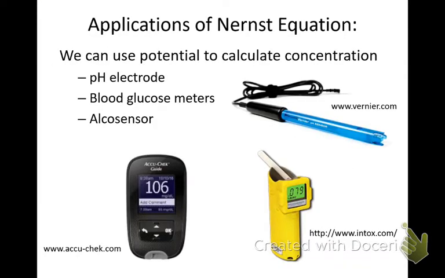Now, when would you ever use this? So you can also measure the potential and compare it to standard conditions and use that to calculate concentration. This is how things like pH electrodes work. Also, blood glucose meters are using electrochemical reactions. And some AlkaSensor is a type of breath alcohol analyzer that uses electrochemistry. The Breathalyzer brand actually uses a different reaction. But so here are examples of how you could use the Nernst equation, the difference between standard conditions and non-standard conditions, in order to find out something useful.